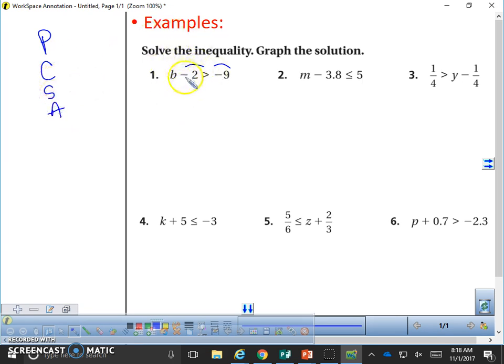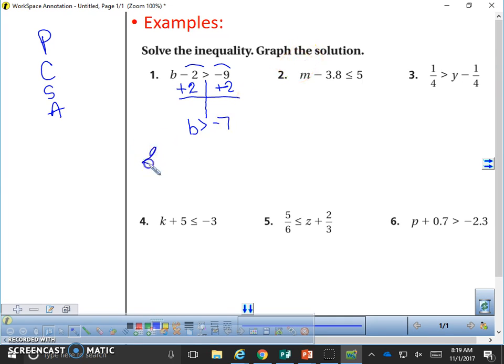How do you undo subtraction? You add. If you add the same thing to both sides. Okay, so addition property of inequality, add the same number to both sides. Remember, here's your sides. The statement remains true. So the statement is still going to say b is greater than negative 9 plus 2, negative 7.